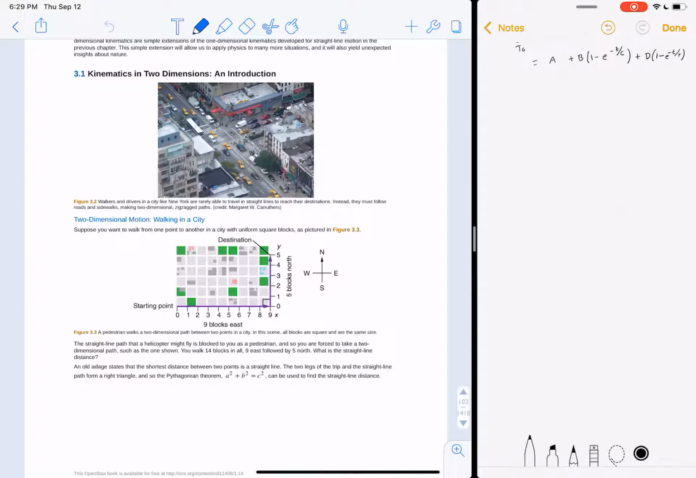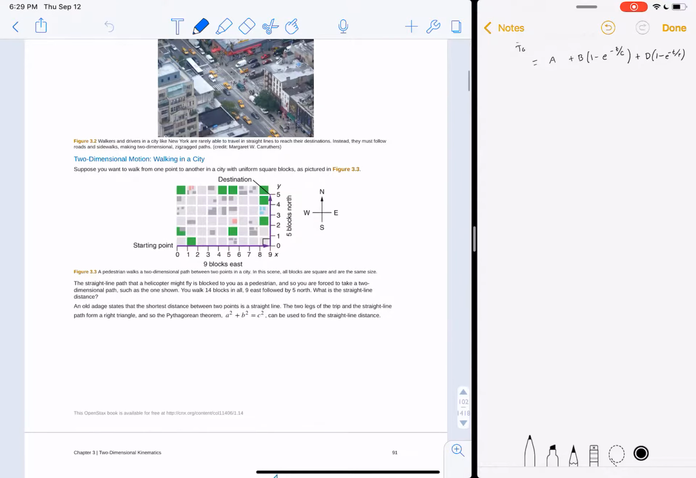Okay, so kinematics in 2 dimensions. We talked about our vectors here. If you're trying to get to this point in the city, you have to walk over and up. You probably can't walk straight because you'll walk through a bunch of buildings. But you can walk, maybe a zigzag like that. Okay, whatever. So you walk 9 blocks east and 5 blocks north. Okay, that's a vector actually.